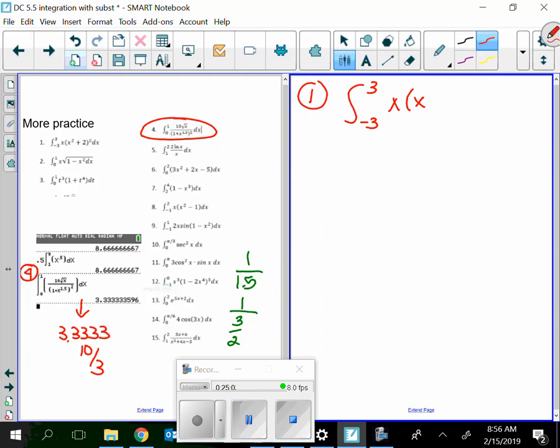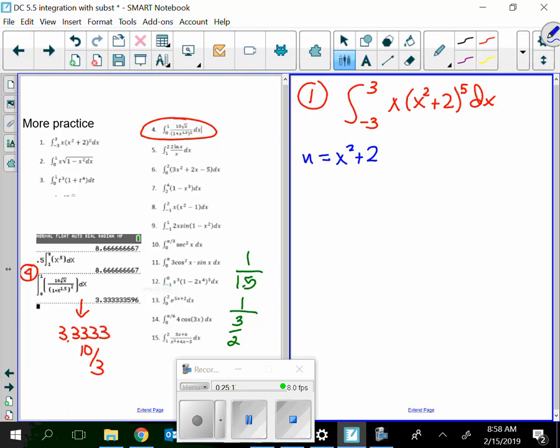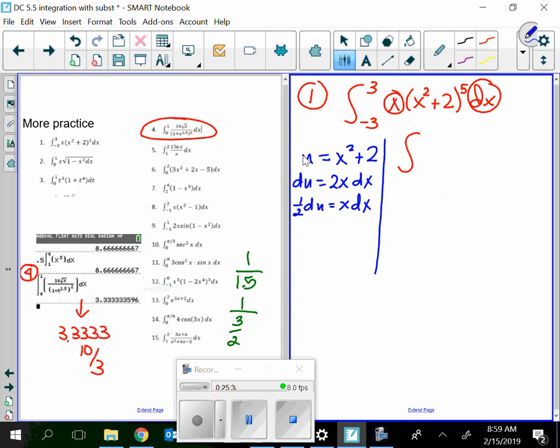X squared plus 2 to the 5th dx. All right. What did you use for u? X squared plus 2. So du is 2x dx. We don't have the 2, so I'm going to throw the 2 to the other side: x dx. Now I'm going to replace the x and the dx with 1/2 du.